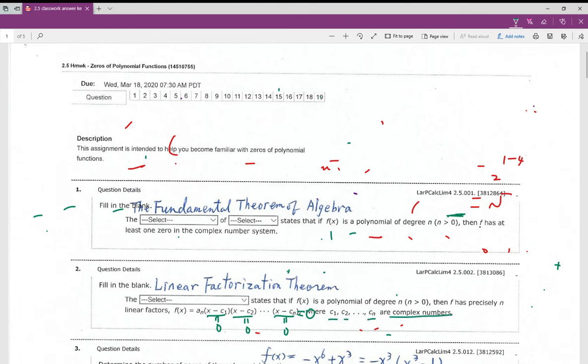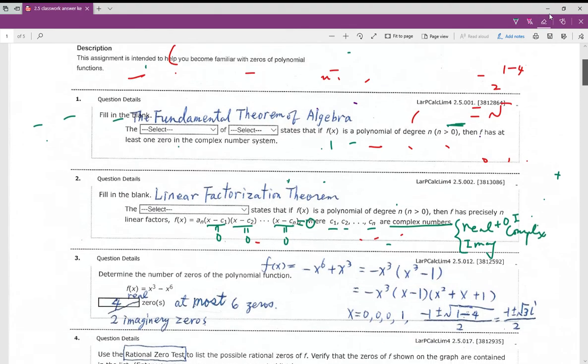And these n solutions may be real number answers, maybe imaginary numbers. And if combined together, it becomes complex. And a real number is also a complex number because we can say real number plus 0 imaginary number. Okay. Now we go to number 3.